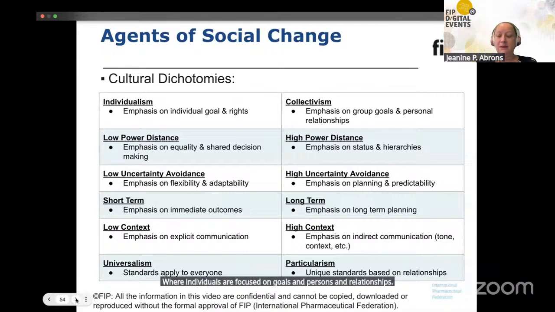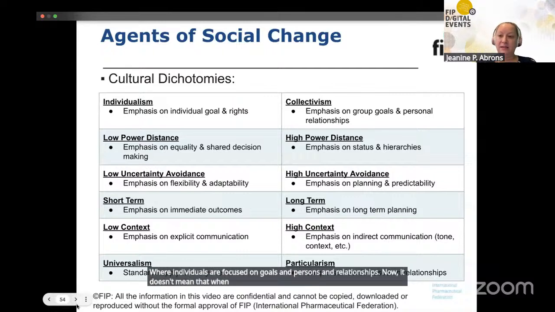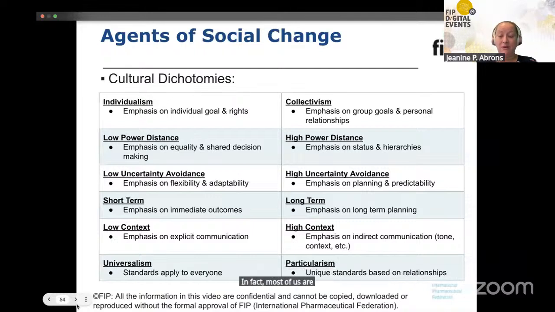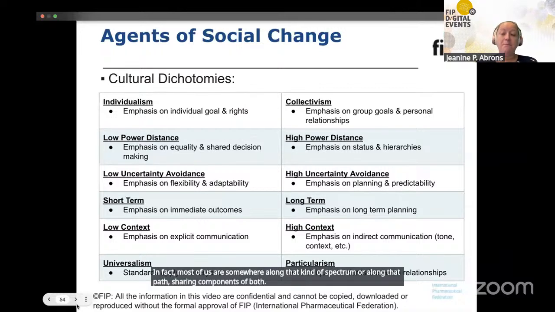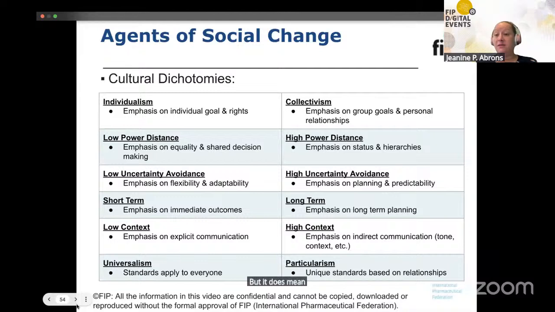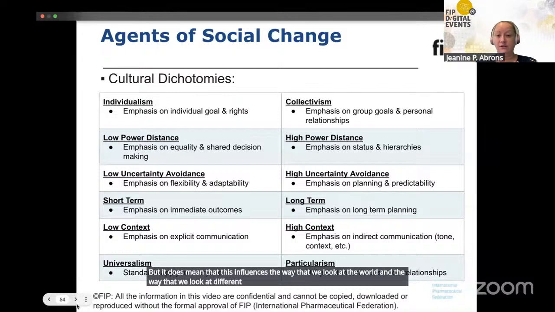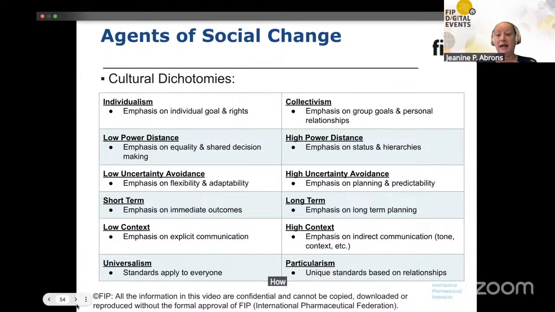Now, it doesn't mean that when we're looking at these dichotomies that you can see on the screen, that we are solely in one end or the other. In fact, most of us are somewhere along that spectrum or along that path, sharing components of both. But it does mean that this influences the way that we look at the world and the way that we look at different issues or challenges. So if I'm a collectivist, I'm going to focus first on the mutual benefit and the relationships. And if I'm an individualist, I'm going to focus first on how this is going to impact me as an individual.